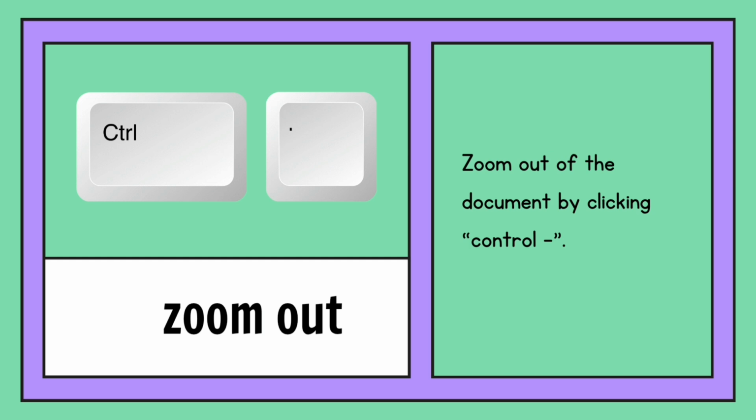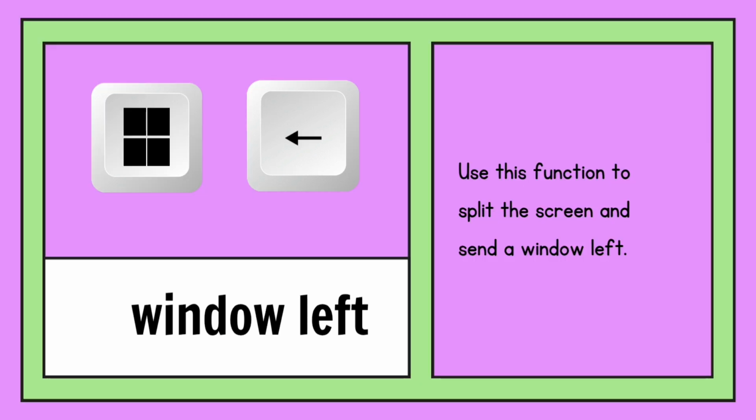Ctrl minus, zoom out. Zoom out of the document by clicking Ctrl minus. Window key plus left arrow, window left. Use this function to split the screen and send a window left.